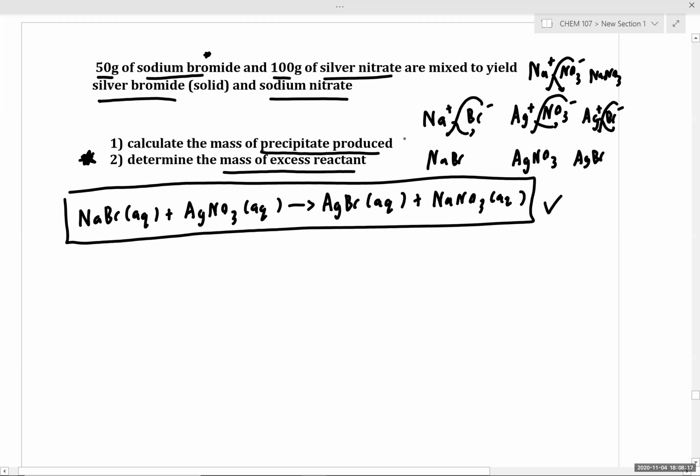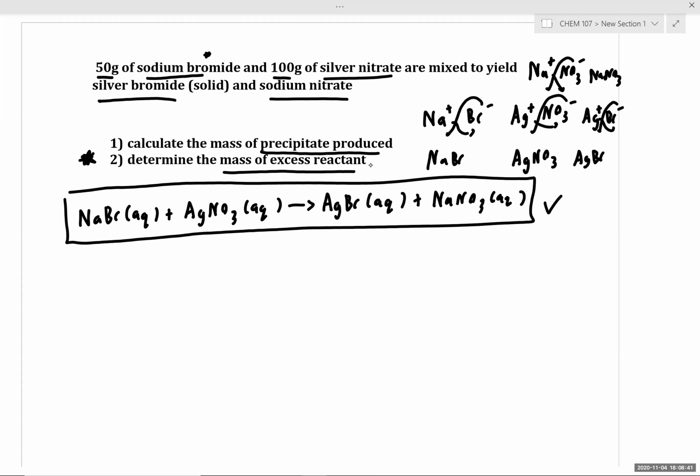If we need to calculate both the amount of product generated and the amount of excess reactant, which method works best for that kind of calculation? Product. So the ICE method would allow you to simultaneously calculate both of these quantities, but I can showcase both the ICE method and the product method.